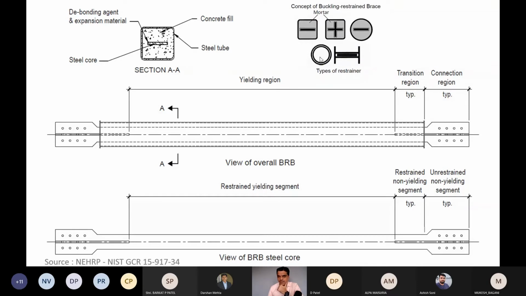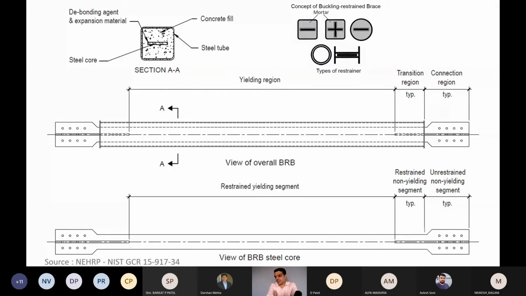And here we can see the different types of core plate. Here the core plate has a rectangular section. This is two rectangular plates placed in this way. This restrainer has a circular shape, and in all these three figures we can see the white colored border line with this black colored steel core. That white color is nothing but the debonding gap.